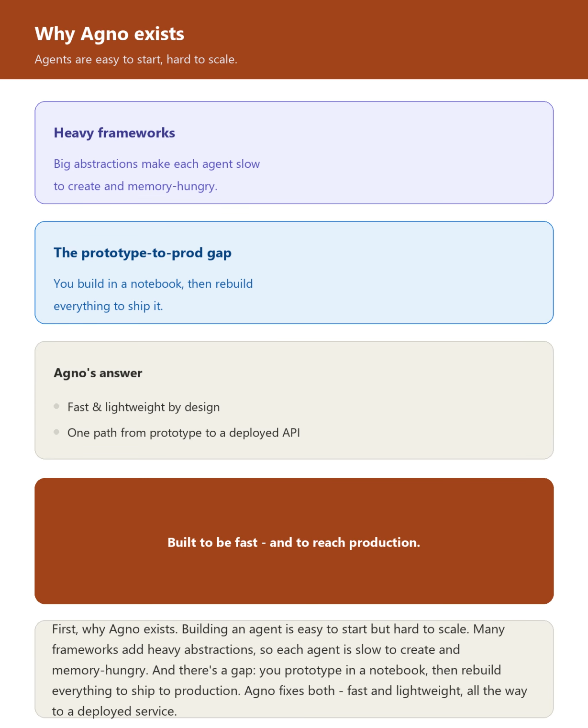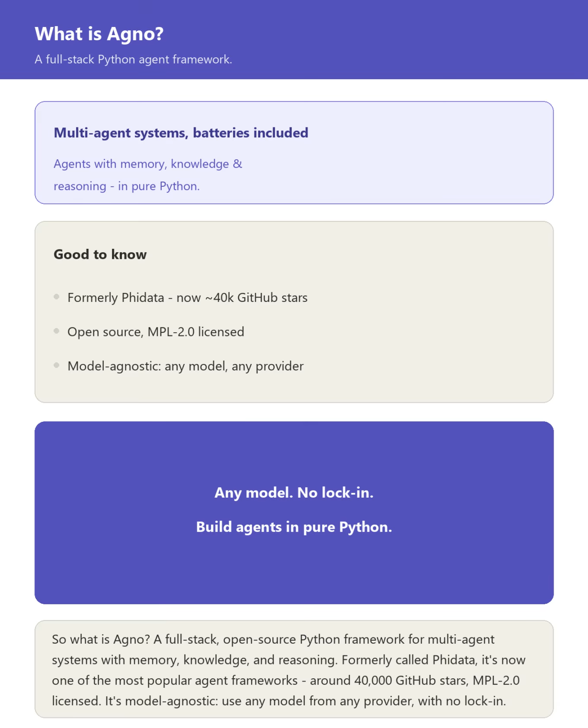Building an agent is easy to start, but hard to scale. Many frameworks add heavy abstractions, so each agent is slow to create and memory hungry. And there's a gap: you prototype in a notebook, then rebuild everything to ship it to production. Agno was built to fix both, to be fast and lightweight, and to take you all the way to a deployed service. So what is Agno?